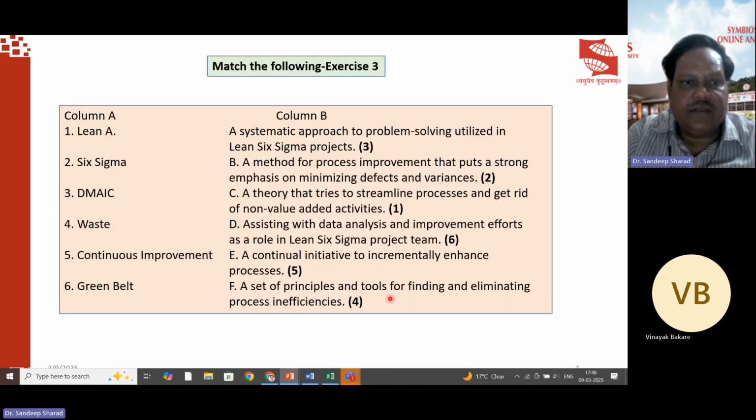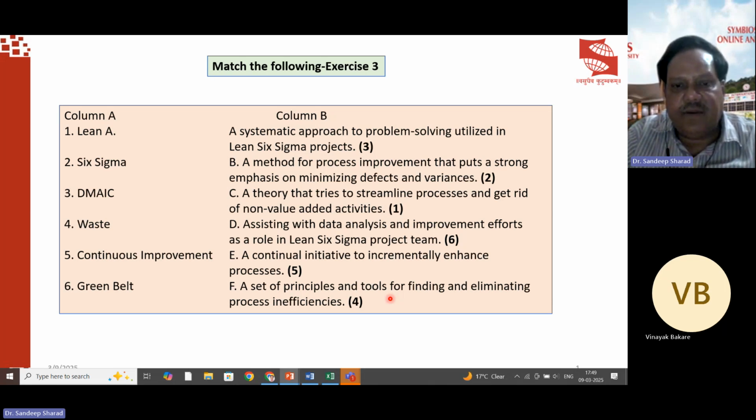Now the method for the following exercise: Lean is a theory that tries to streamline the process and get rid of non-value-added activities. Six Sigma is a process improvement method that puts a strong emphasis on minimizing defects and variation. DMAIC is the systematic approach for problem solving utilizing Lean Six Sigma projects. Waste is a set of principles and tools for finding and eliminating process inefficiencies. Continuous improvement is a continual initiative to incrementally enhance the process.